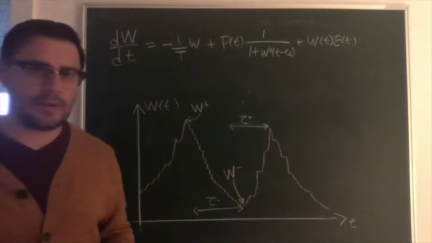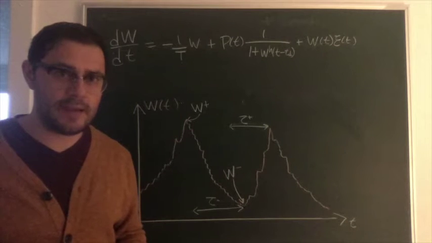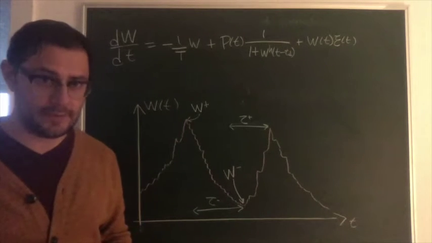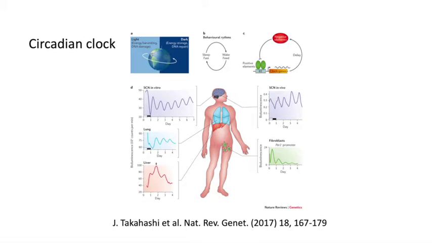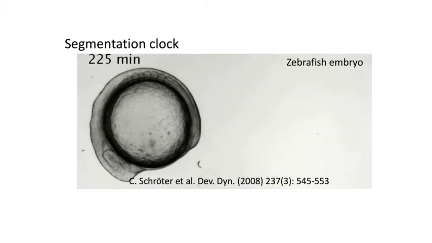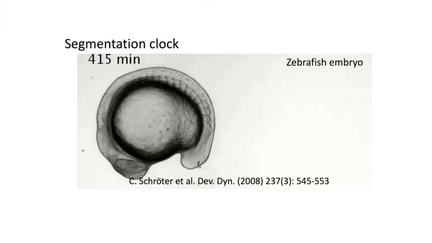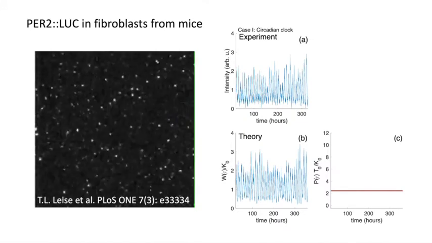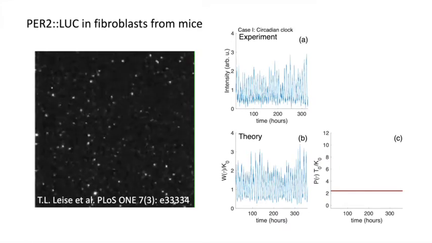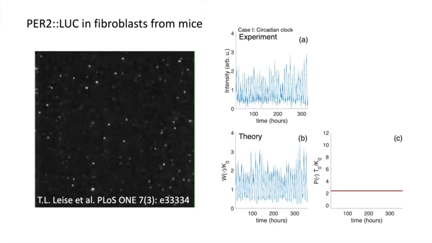We have used these stochastic variables that also can be extracted very easily from experimental data, and we have compared with 2 different cases. In the first case, we studied the dynamics of the circadian clock, which regulates the timing of different physiological processes around the day. And in the second case, we studied the segmentation clock, which regulates the sequential formation of tissue blocks, called somites, in early embryo development. In the case of the circadian clock, we analyzed data from single mice fibroblasts expressing a luciferase marker tagging the protein PER2.